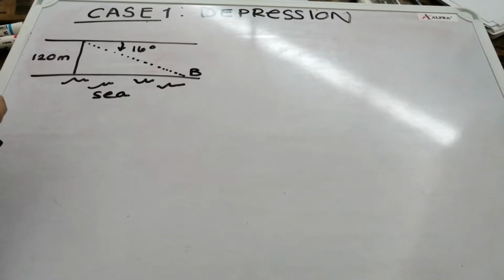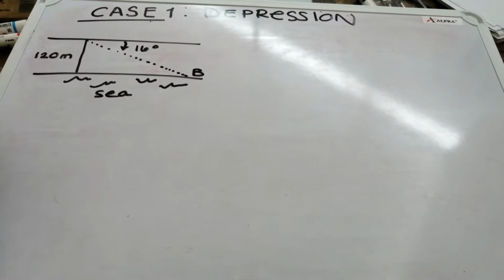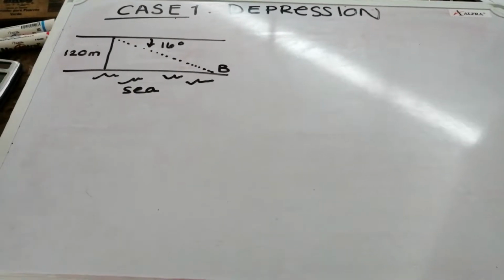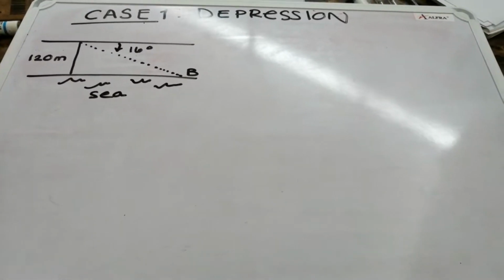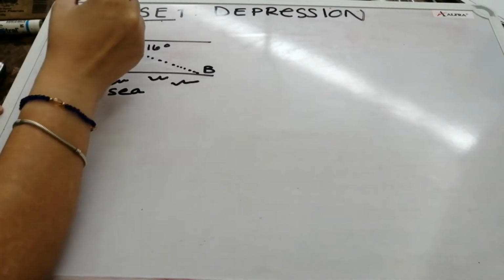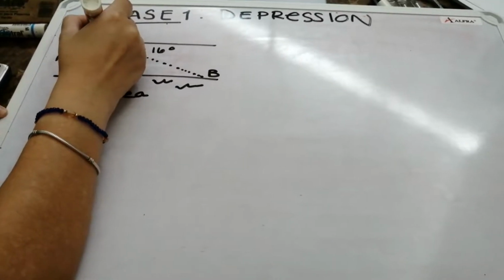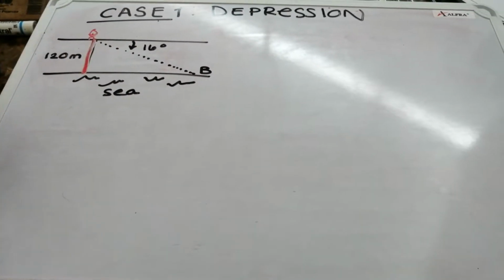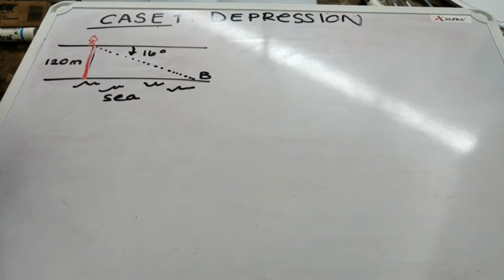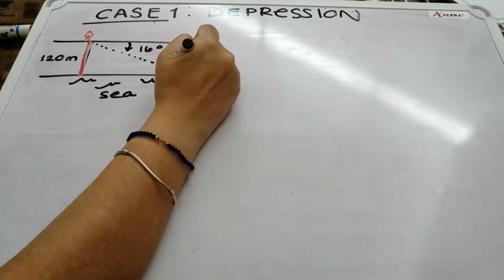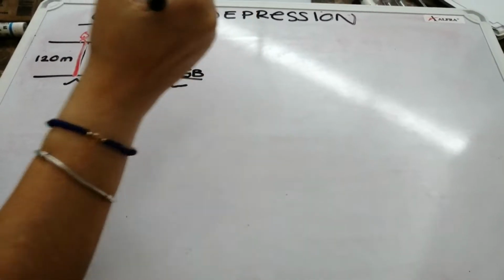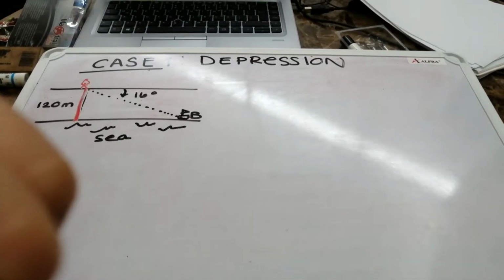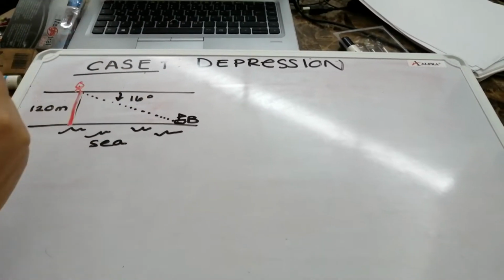Okay, in case 1, we have an angle of depression. The problem says the angle of depression from the top of a 120 meters high vertical cliff. So this is the cliff, and I'm standing up here, to a boat B. Here is the boat in point B. It says the angle of depression is 16 degrees.